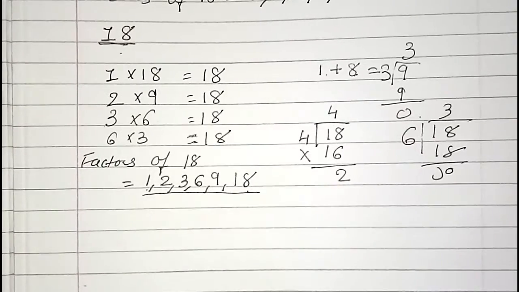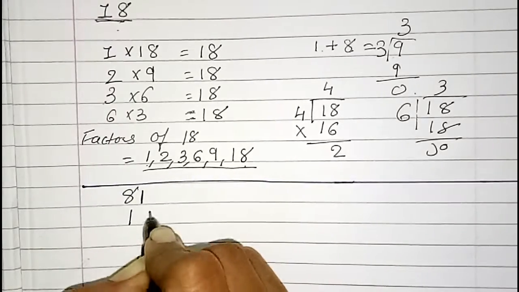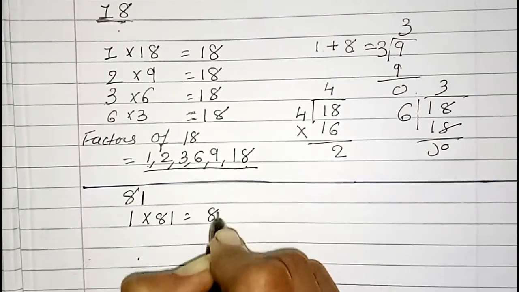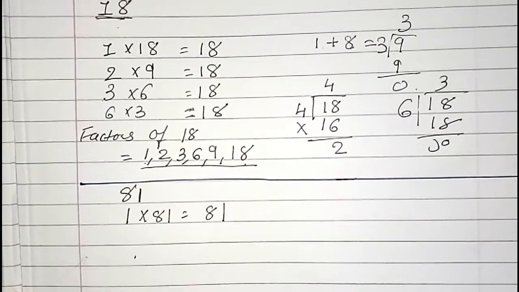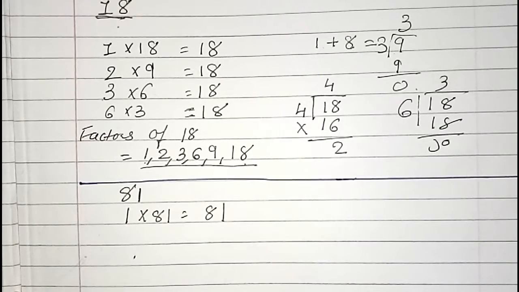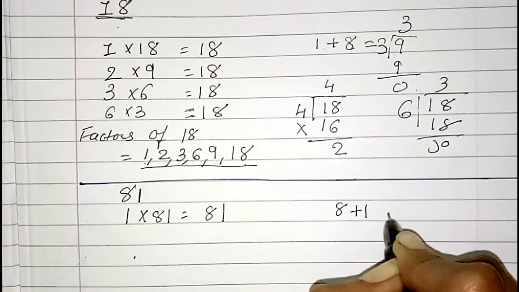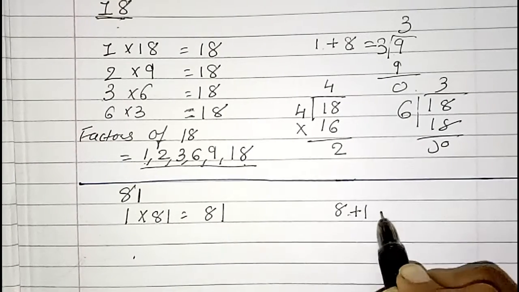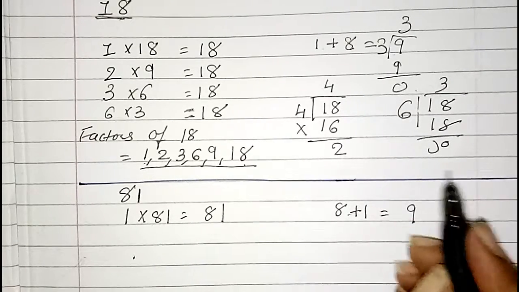Let's find the factors of 81. Now 81 is the first one, 1 81s are 81. Now 2. Can this number divide by 2 or not? What we will see? The ones place should be an even number. It is not an even number, it is an odd number. So it will not divide by 2. For 3's divisibility, add 8 plus 1, which is 9. The answer can be divided by 3. Yes, 3 3s are 9. So 81 can divide by 3.